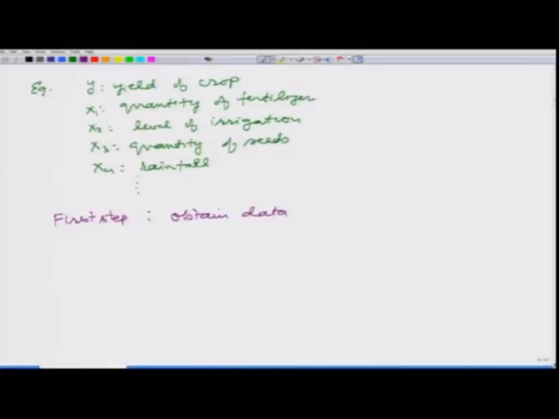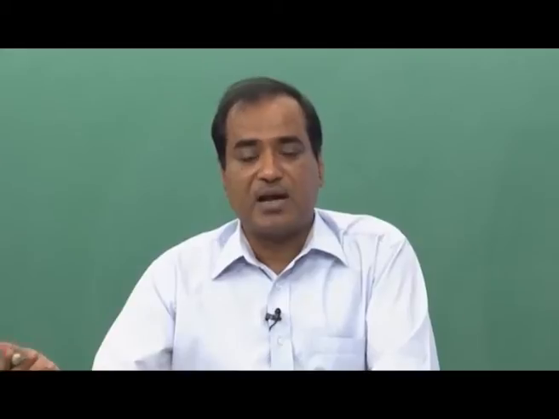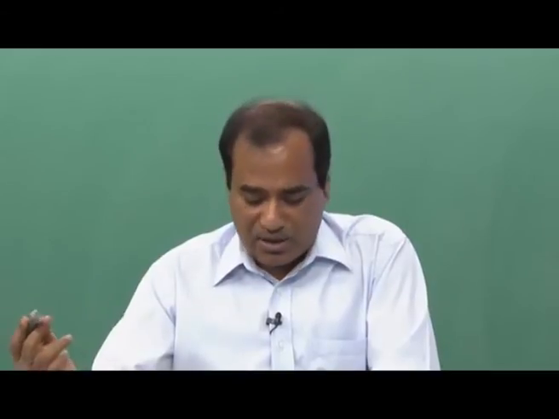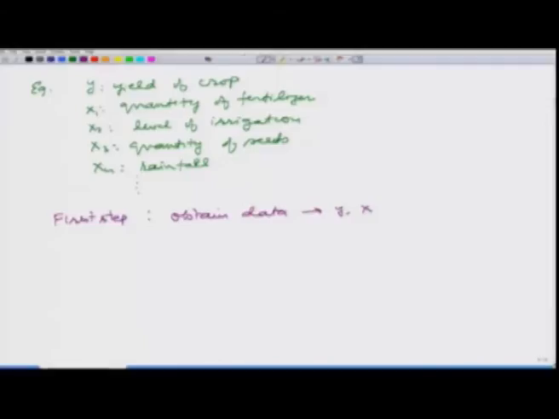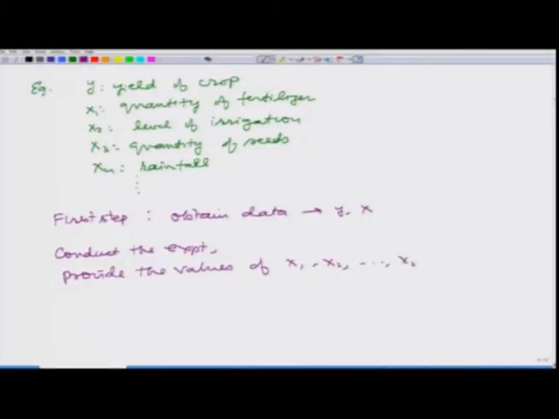And in case of simple linear regression model, we had obtained the data on y and x. We conducted an experiment, we provided the value of x, and then we had observed the values of y, and this experiment was repeated n times. The same thing has to be extended here also, that we have to conduct the experiment, provide the values of x1, x2, xk, and then record the outcome y.